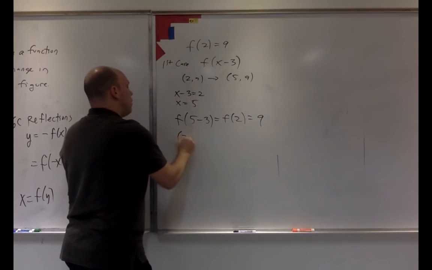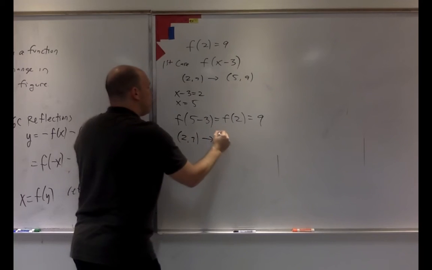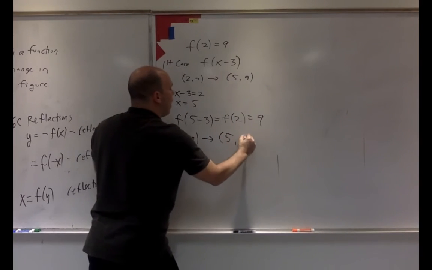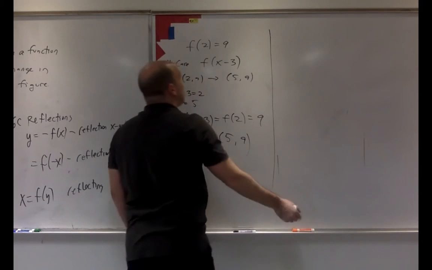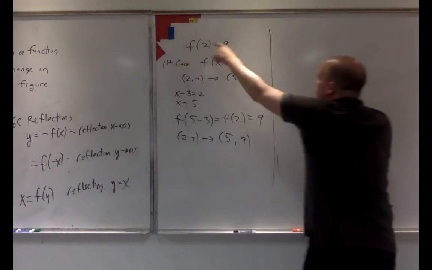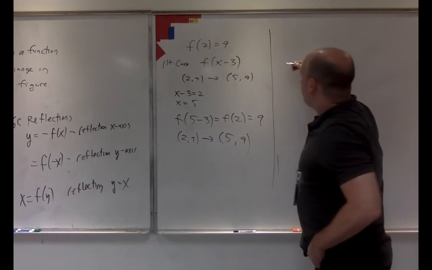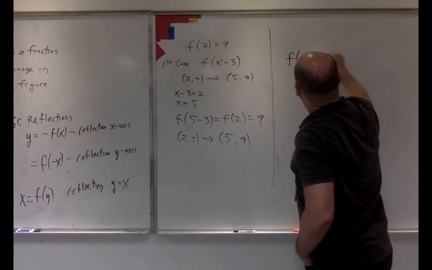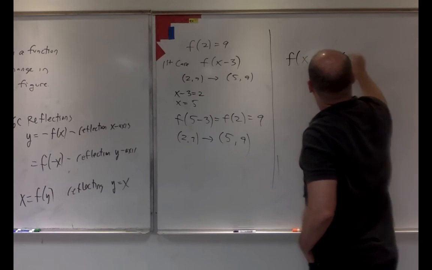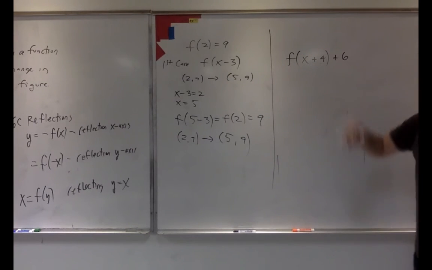Therefore, (2, 9) goes to (5, 9). Kind of interesting. Let's try another one. Same thing, f of 2 goes to 9. What happens if I shift it 4 to the left and 6 up? Where does (2, 9) end up?